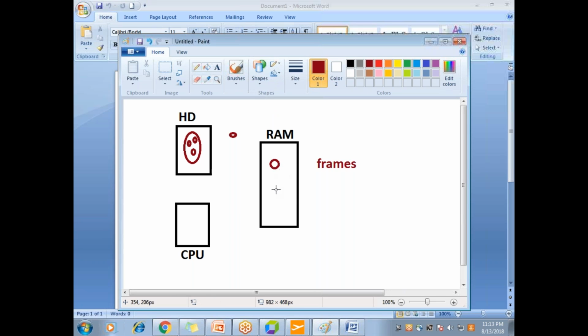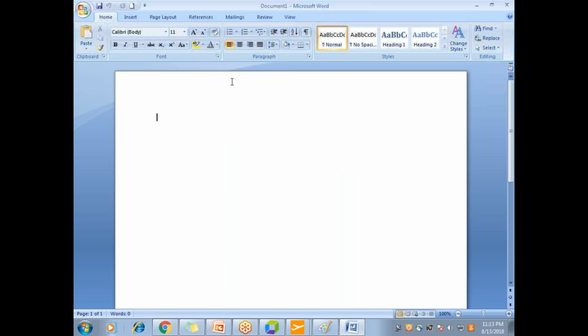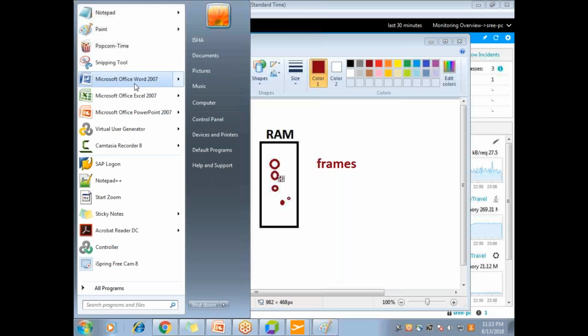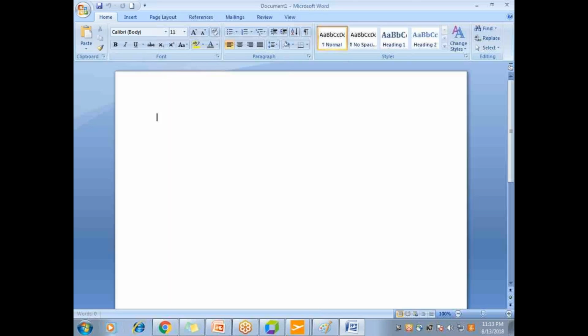Now the whole program has been moved. Now the CPU will process the program, which means that it will be opening and doing anything. Now you see, the first time when I opened the Word document, it is a little slow. Now the second time I'm opening, it opens immediately. You see, it opened a little fast, right?